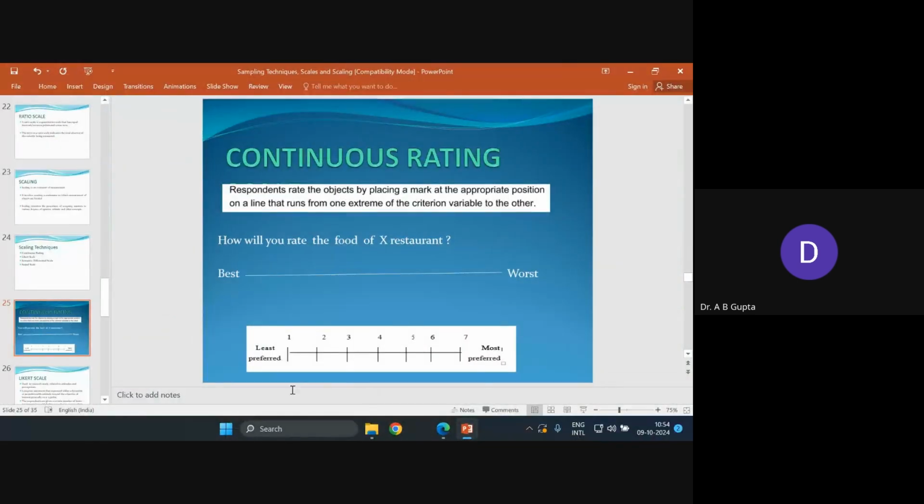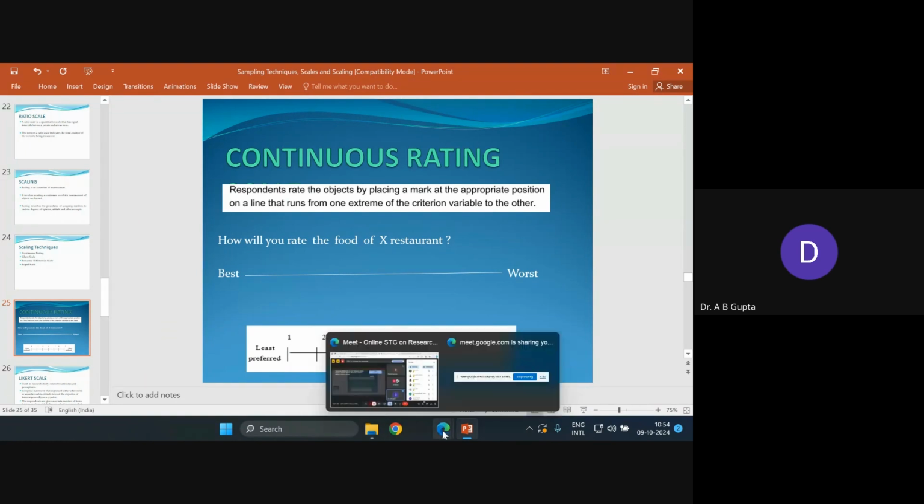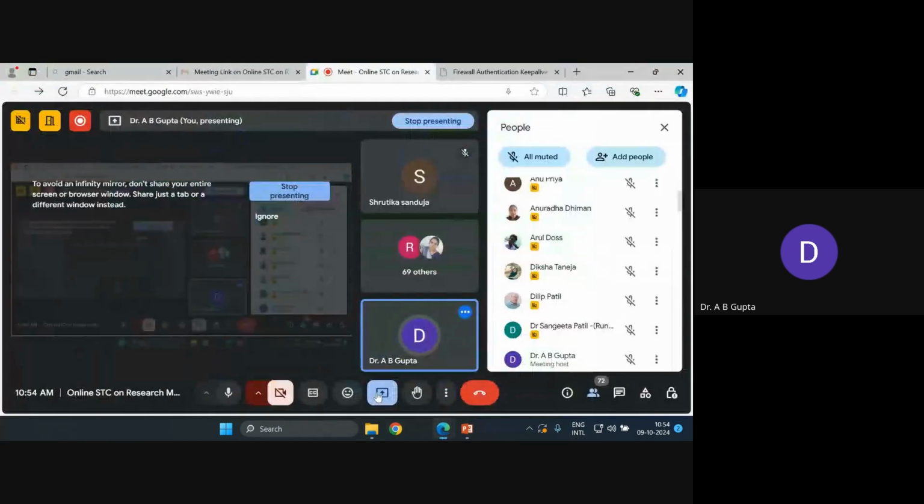Is it clear? I just want to know from the participant, is it clear? Continuous rating? Anyone? Shrutika, is it clear? Yes, sir.